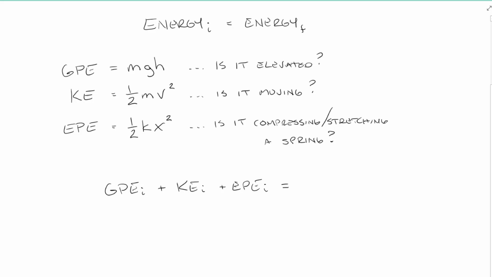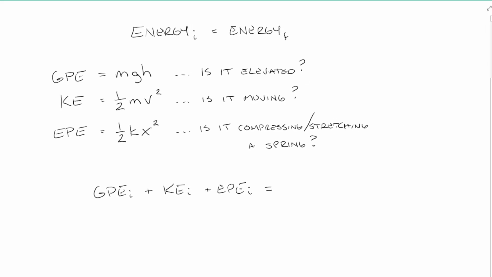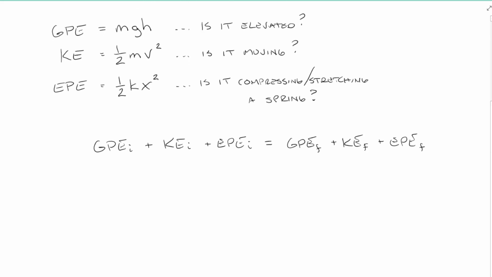But most are going to only have 1, 2 of those elements before something happens in the problem. And then later, when the object's at a new location, well, it might have a new gravitational potential energy. It might have a new velocity and therefore kinetic energy, and it might now be compressing or stretching a spring. Right? So every single problem we're going to do in this unit comes down to that equation.